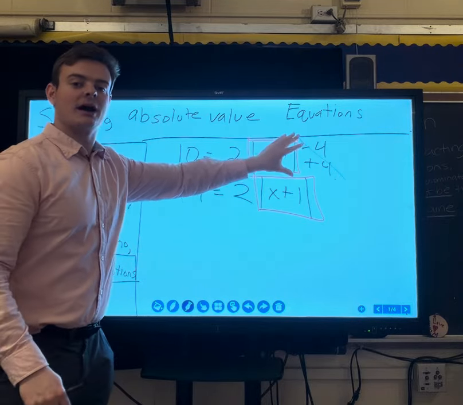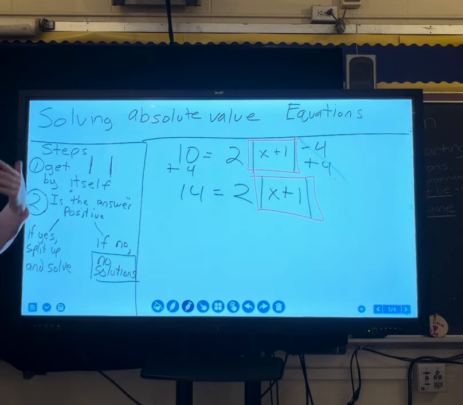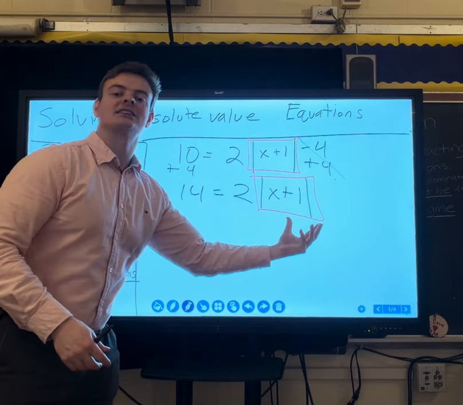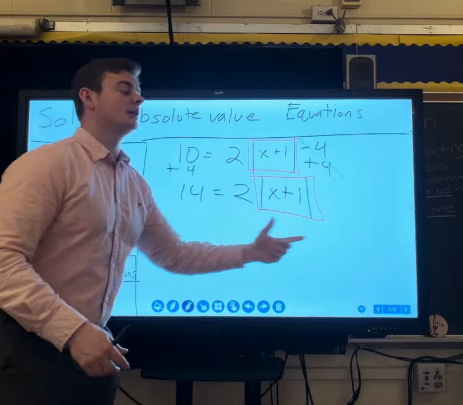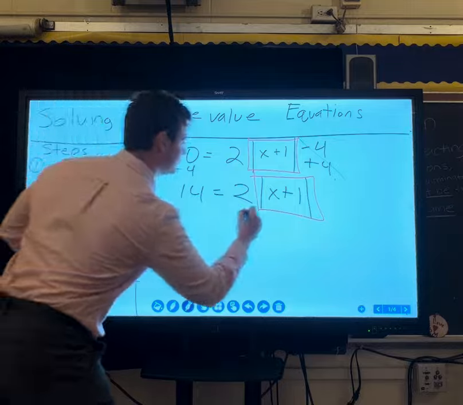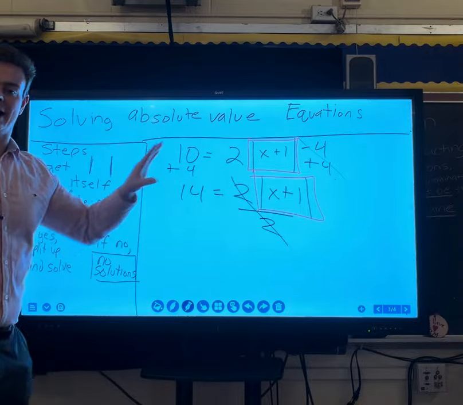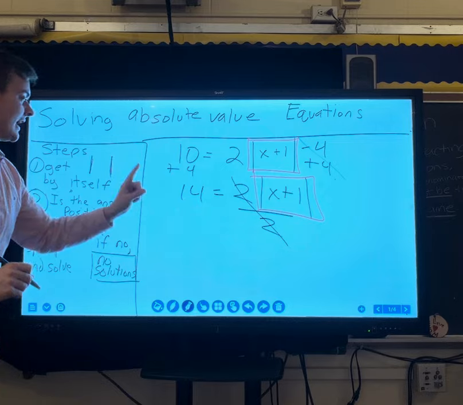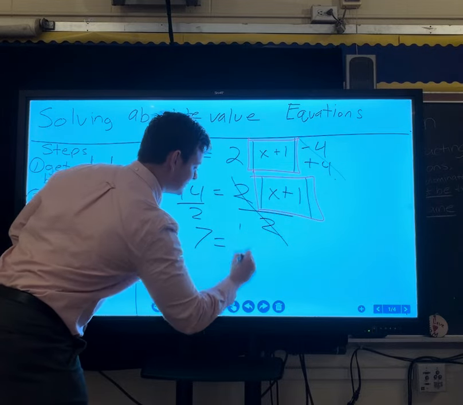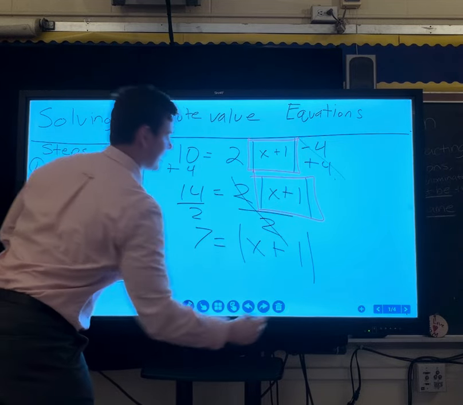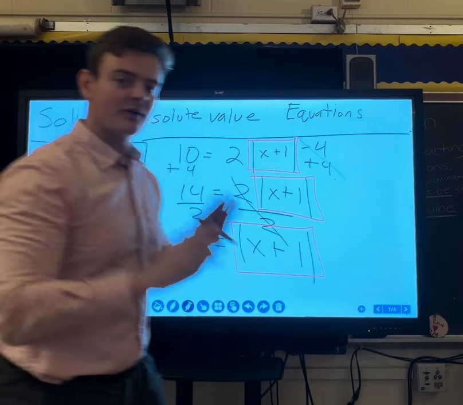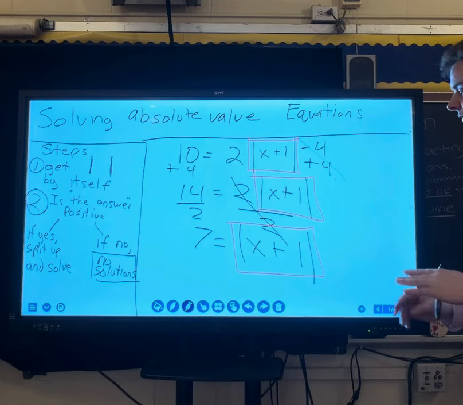I want to get my box by itself. Now, there's still this 2 in front of it. So it's almost like 2 of whatever my box is, which means multiplying 2 times whatever my box is. Therefore, to get rid of that 2, I'm going to divide. It cancels out over there, but if I do it to one side, I must do it to the other side. 14 divided by 2, 7, equals the absolute value of x plus 1. Again, this is now my box. And finally, I have it fully by itself.